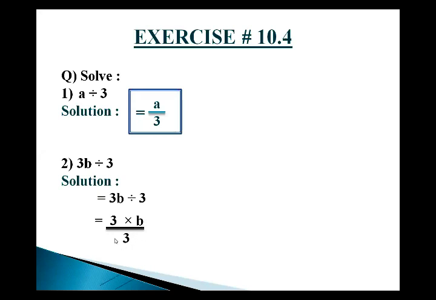Then you just multiply 3 into 3, 3 ones are 3, 3 ones are 3. Okay. Then there is only a 1 in the denominator, and we don't write 1 in the denominator. Similarly, the remaining coefficient of b is just 1. We also don't write 1 as a coefficient. When there is no other coefficient, it means the coefficient is 1. Okay, so the answer of the question 3b divided by 3 is just b.